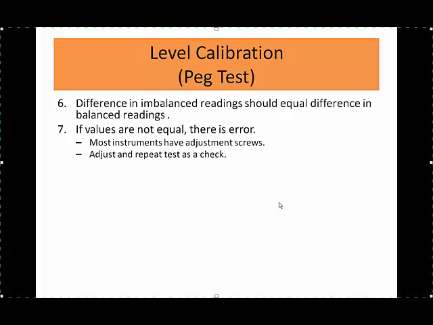Most of our instruments have adjustment screws that can be revealed by removing usually a small cover on the eyepiece of the instrument. And once that is exposed, then we can adjust the horizontal crosshair up or down to yield the more correct reading. Once you make an adjustment like this, you need to repeat the entire peg test to ensure that you have made the adjustment in the correct direction.